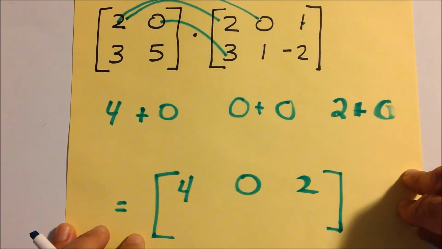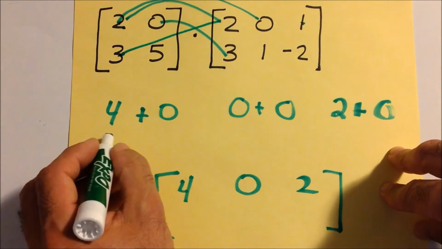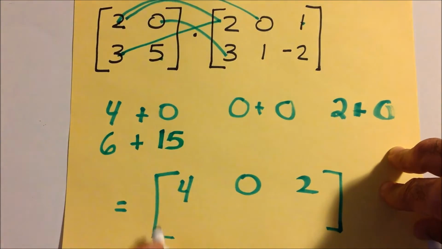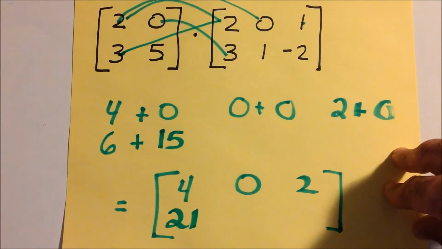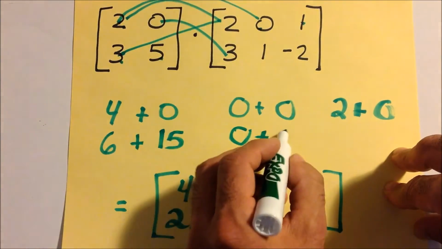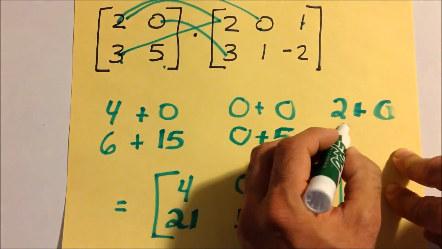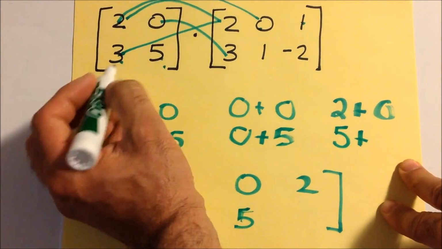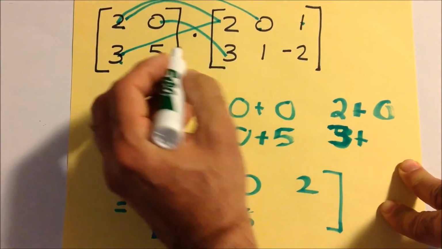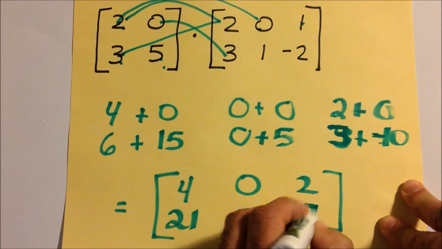What about the second row? 3 times 2 is 6, and 5 times 3 is 15. That's 21. 3 times 0 is 0, and 5 times 1 is 5. And 3 times 1 is 3, and 5 times negative 2 is negative 10. So we get negative 7.